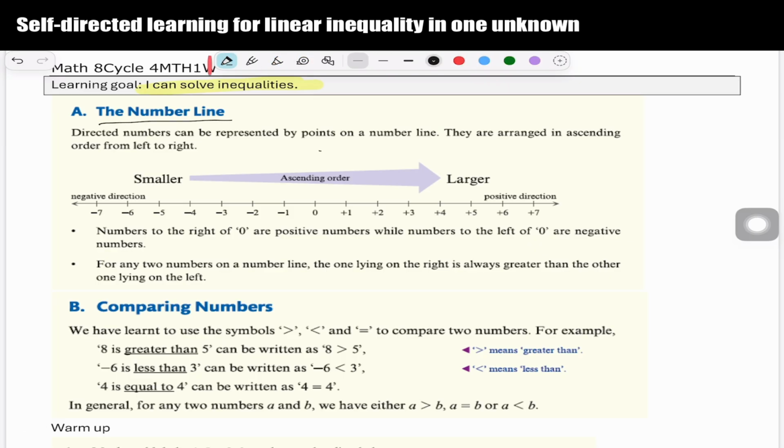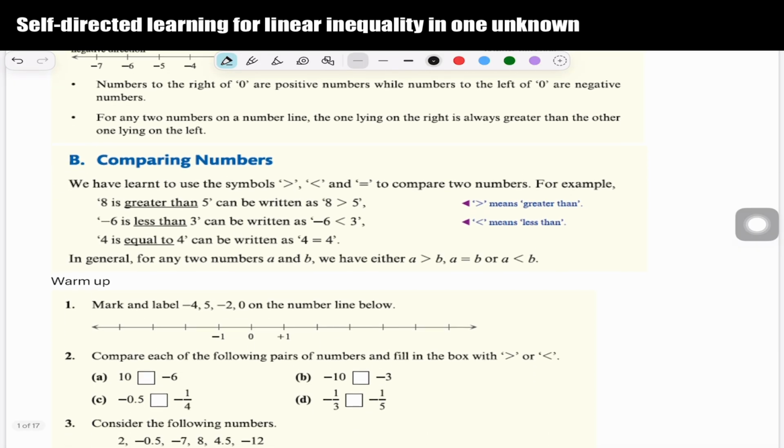So, a quick reminder: from 0, to the right-hand side is greater, while the left-hand side is smaller. When we try to compare them, we always read from left to right. Therefore, we will usually say 8 is greater than 5, rather than saying 5 is less than 8. Even though they are the same, we read from left to right. If you say 5 is less than 8, it's okay. But you can just always read it from left to right.